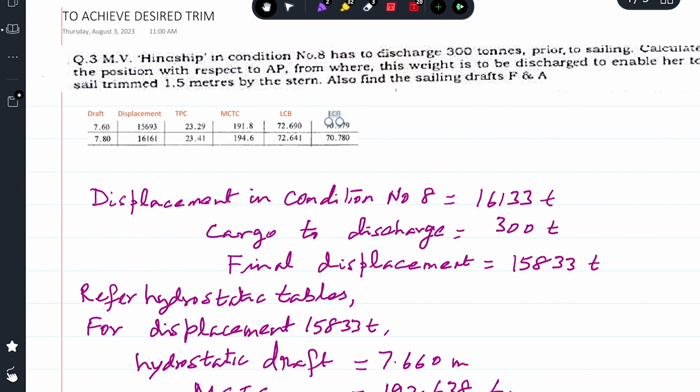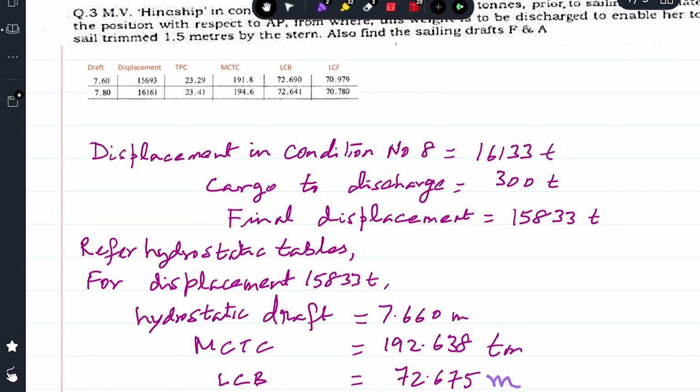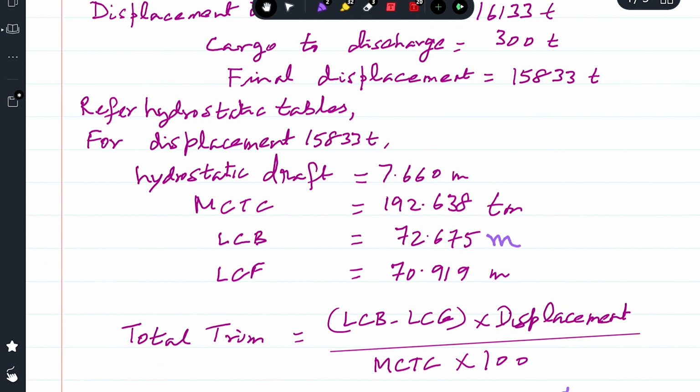I have to discharge 300 tons of cargo, so I will subtract 300 tons and I get my final displacement for sailing. This is the sailing displacement: 15833, 16133 minus 300. Now I have my final displacement for sailing. I can enter hydrostatic particulars and extract the various parameters. Refer to hydrostatic tables for displacement 15833.